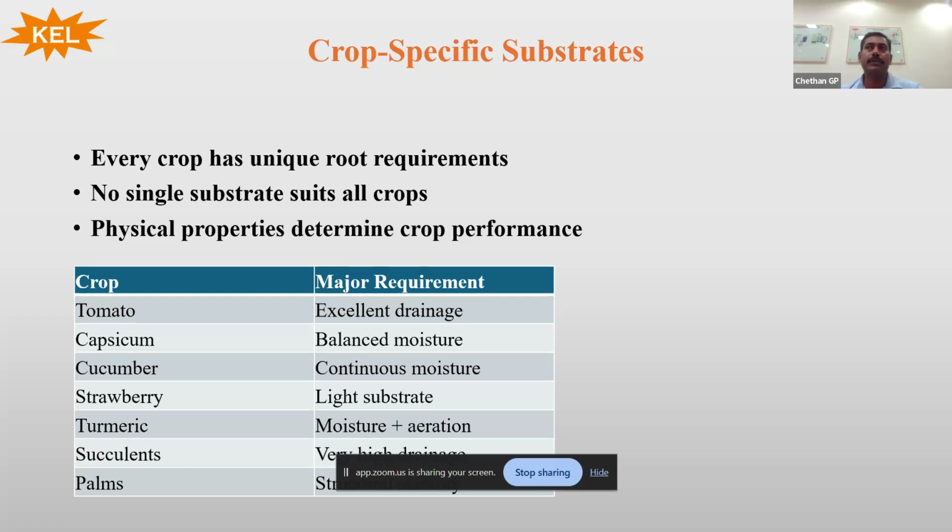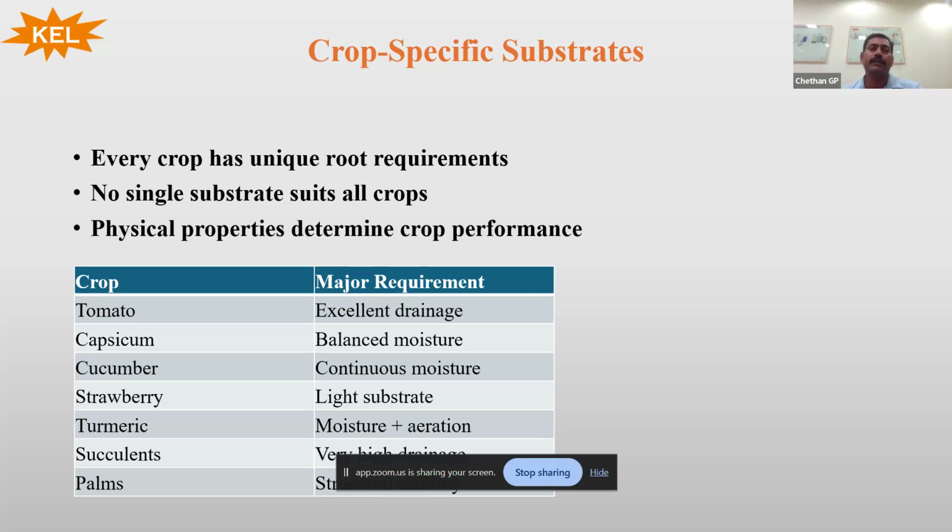Turmeric and ginger require a balanced combination of moisture retention, aeration, and structural stability because they remain in growing media for several months while producing rhizomes. Succulents and cacti require exceptionally well-drained media with a high air-filled porosity, whereas palms and landscape plants benefit from substrate that maintains structural stability for several years.